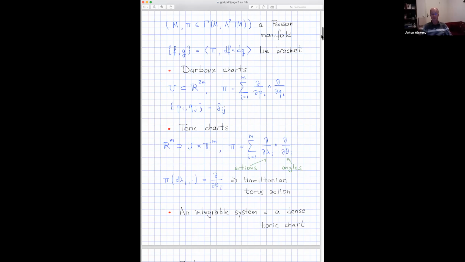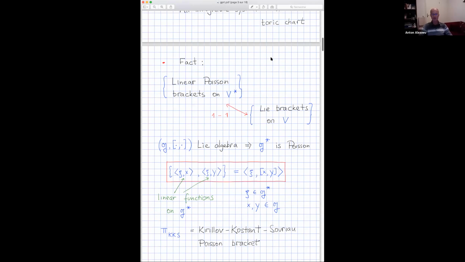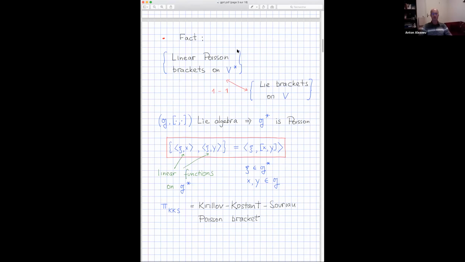All right. So now a slightly more complicated Poisson bracket. Let me recall some standard fact. Suppose we have a vector space, and for some reason, let's call it V*. It's more convenient that way. Everything is finite dimensional, so dualities don't pose a problem. Then linear Poisson brackets on that space V* are in one-to-one correspondence with Lie brackets on V.